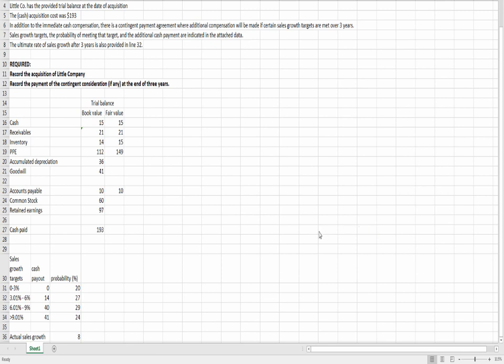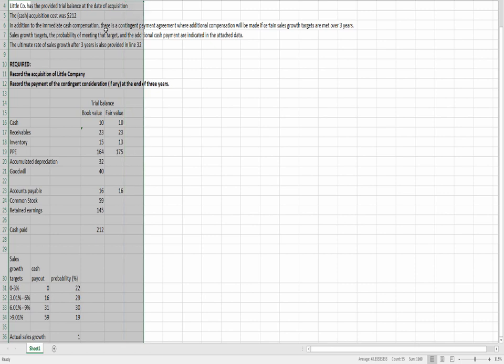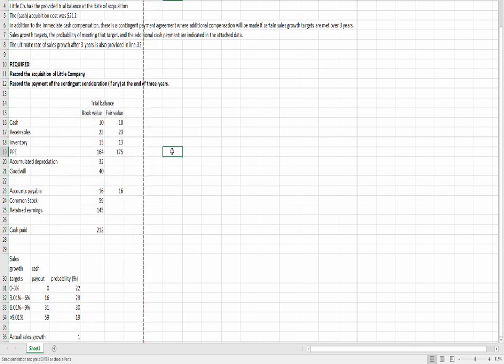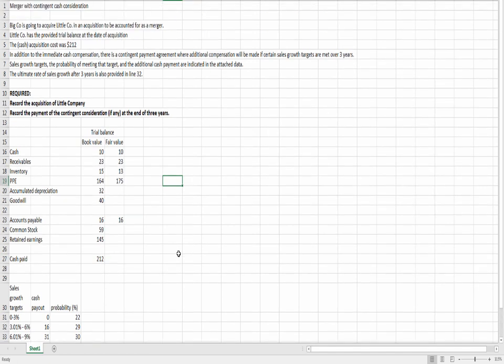Okay, let's go ahead and go through the solution to the merger with contingent consideration question. And as always, we have our random numbers, first order of business, copy, paste as values, and we're good to go. Okay, so little company has provided, let's go to the beginning.